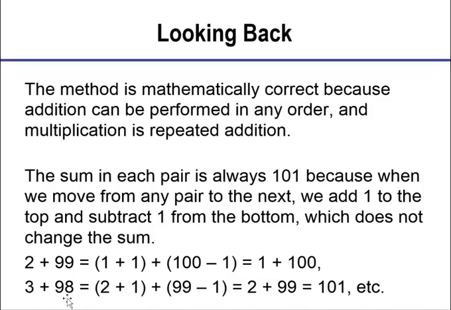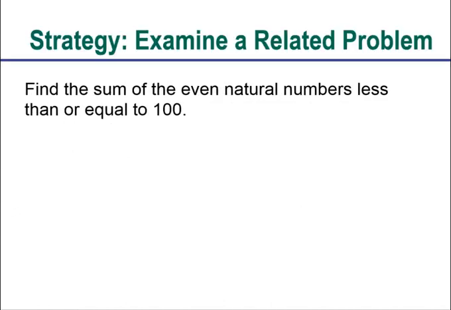Now, you might be thinking, how would I ever come up with this strategy? Well, it's not the easiest thing, and so that's why we're talking about these different strategies to get the job done. But let's do some more of these problems. What we're going to do now is examine a related problem. Because when you complete one problem, you would like to have a similar problem and see if we can apply those same techniques. It says, find the sum of the even natural numbers less than or equal to 100.